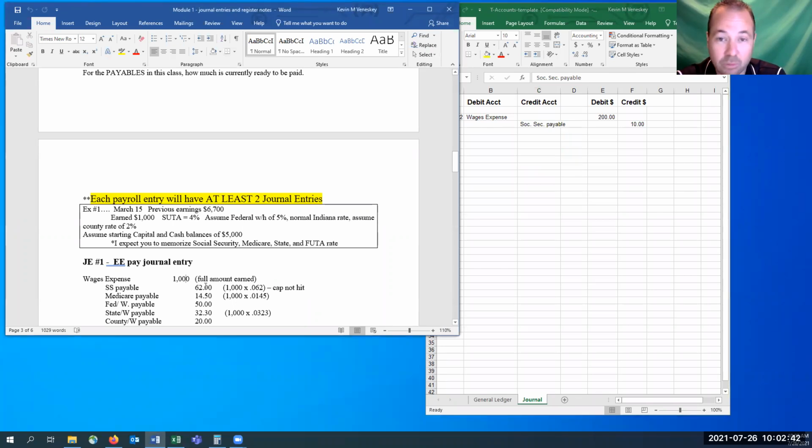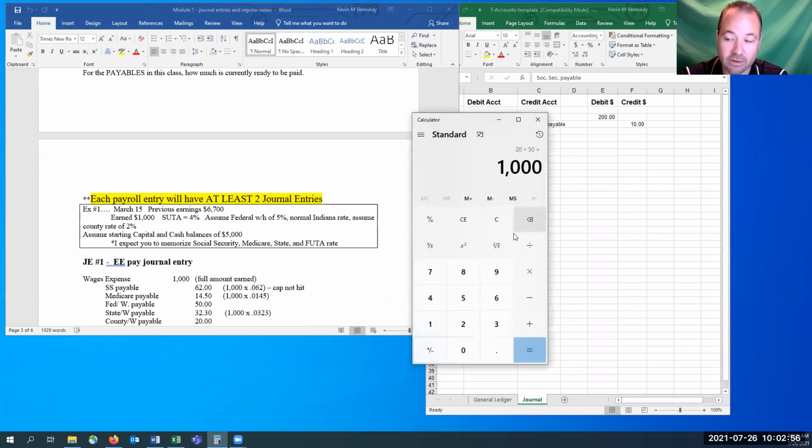Well, that's because the employee hasn't been paid yet. That's our final item. We've got to pay the employee. Now for this final credit, the amount is going to be whatever's left. So all you really need to do is just take your calculator, take the 1,000, and then start subtracting out all of the taxes. Whatever's left, that will be what you pay, is what you still owe the employee. So let's go through and do that.